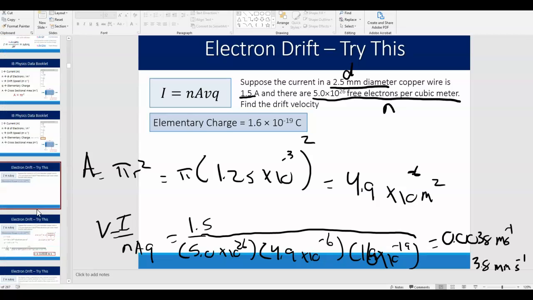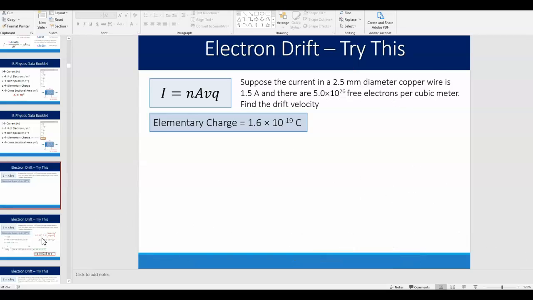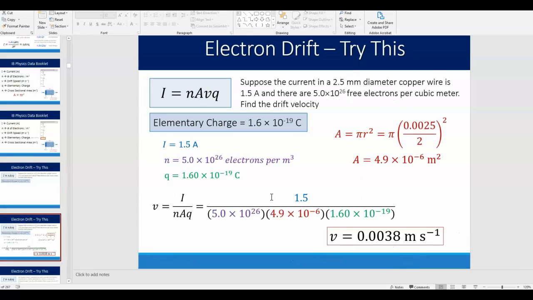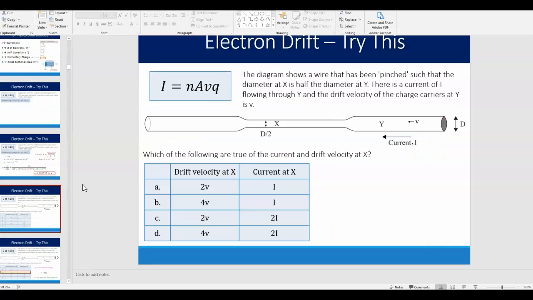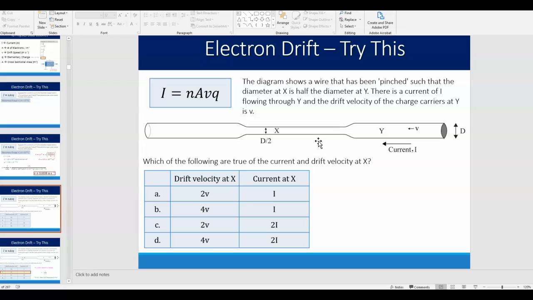Okay, so drift velocity values tend to be very small. Okay, pause there if you need to look at that some more. Okay, and then this just has the work that we just did. Okay, take a look at this problem right here.